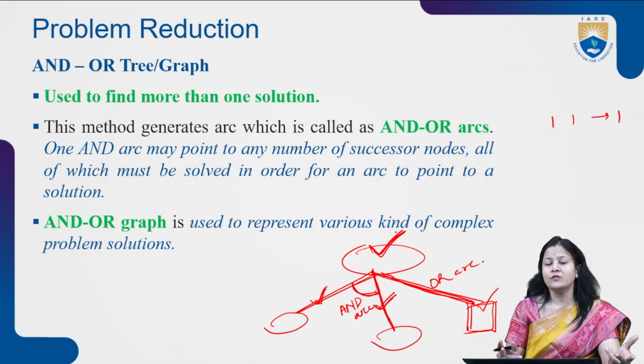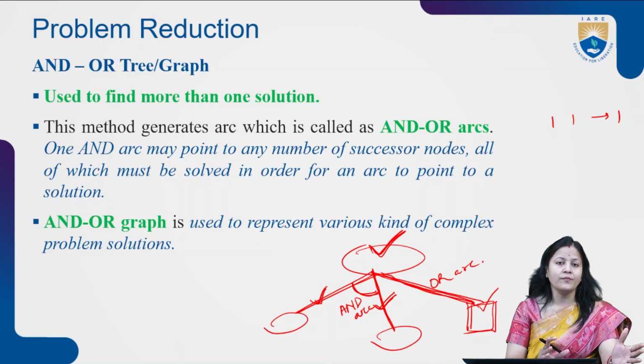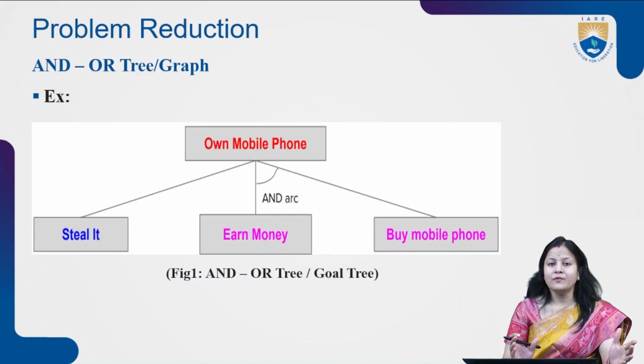So either you follow this path or else you follow this path to achieve this goal. There are two possible solutions, but we have to think about which path is giving the optimal solution, that would be the best solution. But overall, this AND-OR graph in the problem reduction technique gives more than one solution. Now this is an example to help you understand how this AND-OR graph can be represented.